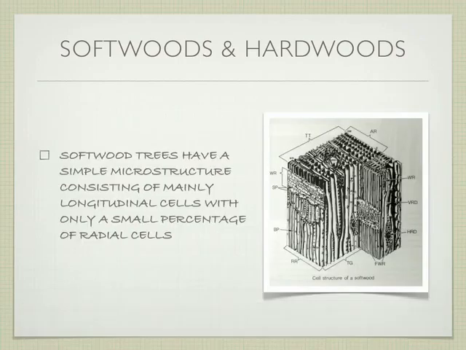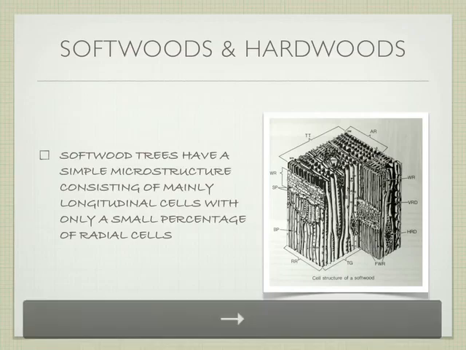So softwood trees have a simple microstructure consisting mainly of longitudinal cells with only a small percentage of radial cells that interrupt it. These are the longitudinal cells that I'm talking about, all these tall ones. Every once in a while there's a little bit of a radial cell going outward, but it's rare.